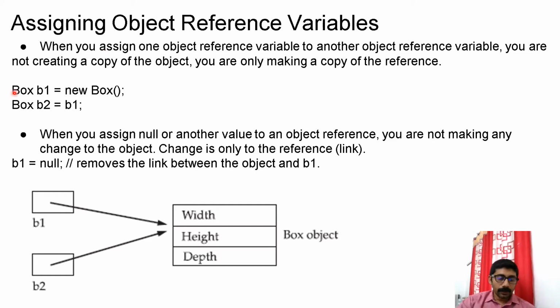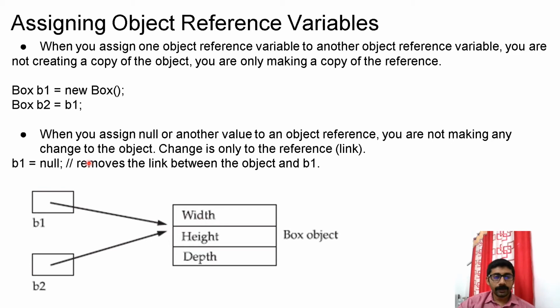Consider this case. Our class name is Box. Box b1 equal to new Box. This reference variable is updated with a newly created object of my class Box. I am creating another reference variable b2 and I am assigning it with b1. This particular statement is not creating any new object. It is just setting the value of this reference variable b2 to the value of b1. That means b1 and b2 are both pointing to the same object.